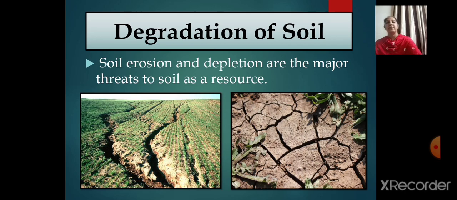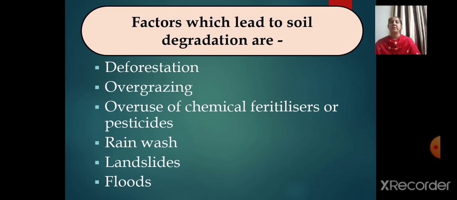Now the factors which lead to the degradation of soil are deforestation, overgrazing, overuse of chemical fertilizers or pesticides, and even rain wash, landslides, and floods. I'll repeat, children, these are the important factors for you to remember which lead to soil degradation: deforestation, overgrazing, overuse of chemical fertilizers or pesticides, rain wash, landslides, and floods.